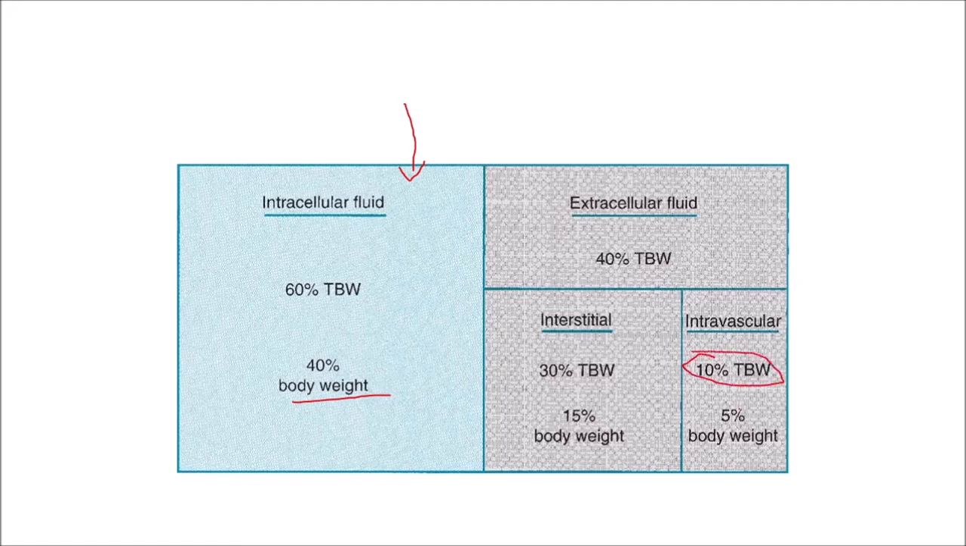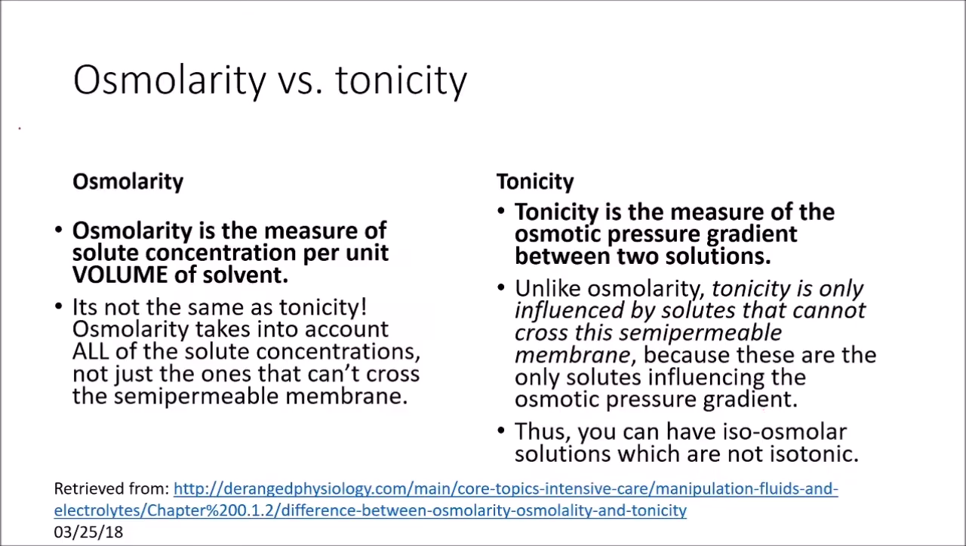When we talk about fluids and how to replace fluids, we have to know what osmolarity means and what tonicity means, and they are different. Osmolarity is the measure of solute concentration per unit of volume of solute. It's not the same as tonicity. It takes into account all of the solute concentrations, not just the ones that can't cross the semipermeable membrane. Whereas tonicity is the measure of an osmotic pressure gradient between two solutions. Unlike osmolarity, tonicity is only influenced by solutes that cannot cross the semipermeable membrane, because these solutes may be influencing that osmotic pressure gradient.